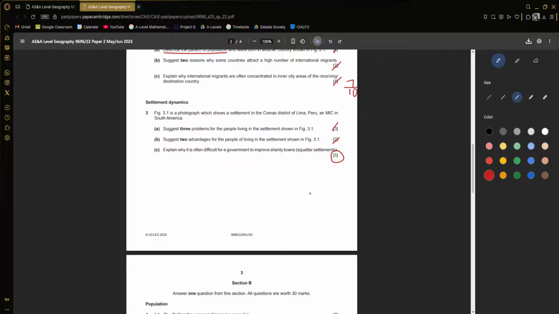But you can talk about how if you improve shantytowns, so shantytowns get better, that's just going to attract more migrants in, increasing the pressures, and therefore it's just going to be a cycle of never-ending improvements. And that's why it's difficult, because issues are going to come, then you have to improve it, then more issues are going to come, then you have to improve it. So the cycle of more migration pressures would lead to it being difficult to improve it.